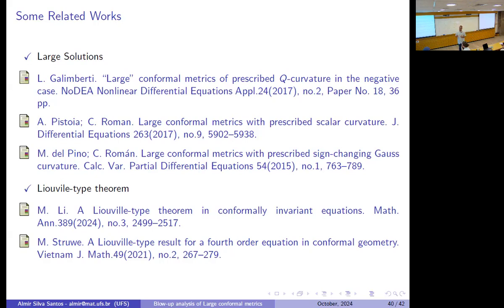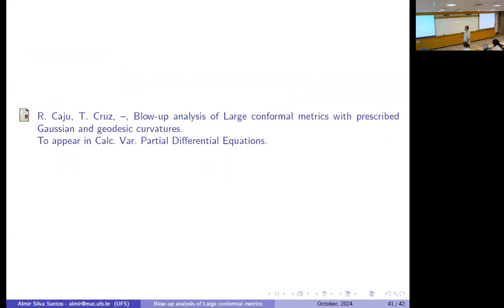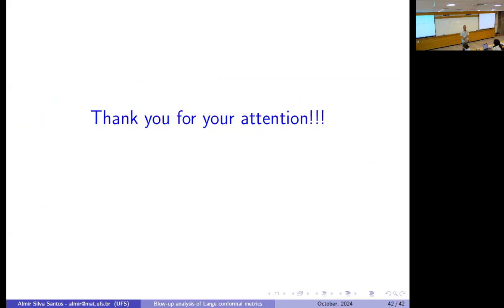This constructs explicitly this family of solutions. And the Liouville type theorem was extended for other sets. You can see in these two works here, and our work is accessible. You can find it on arXiv. That's it. Thank you.